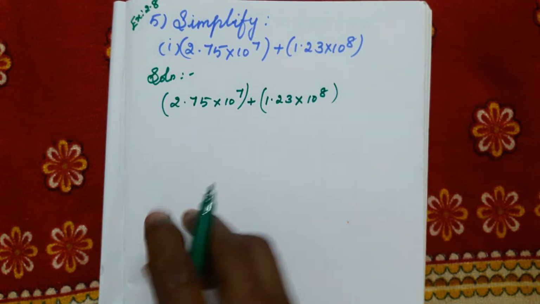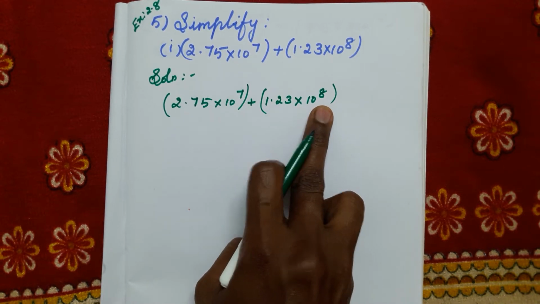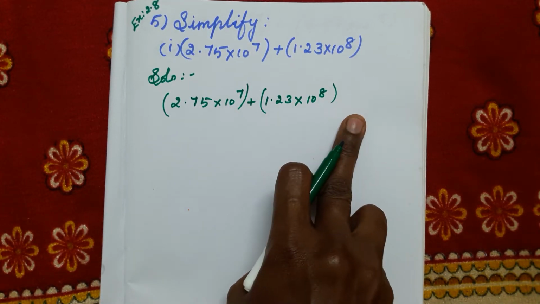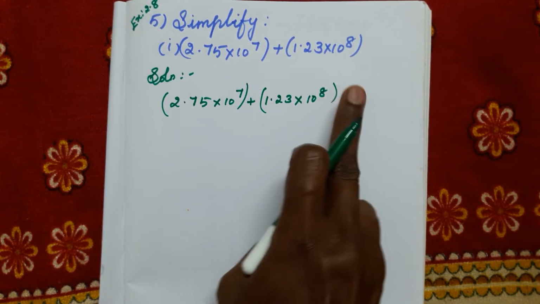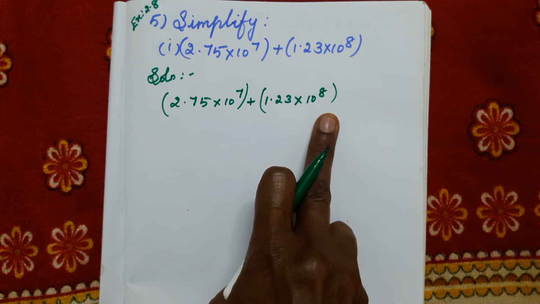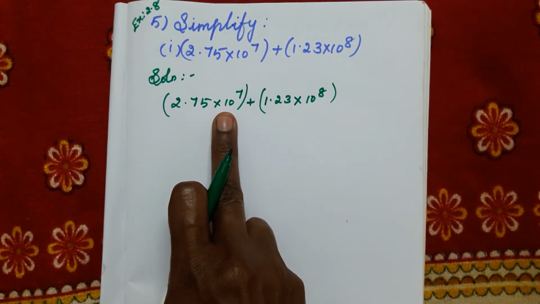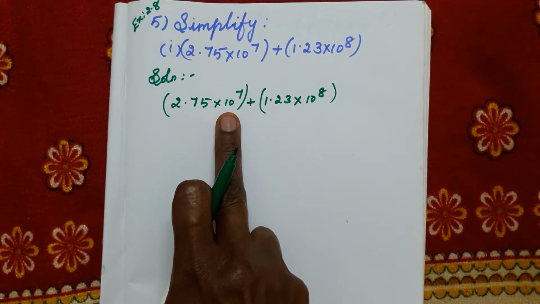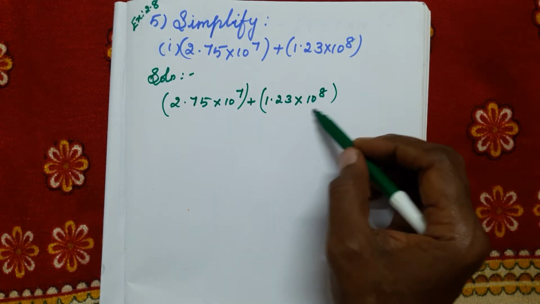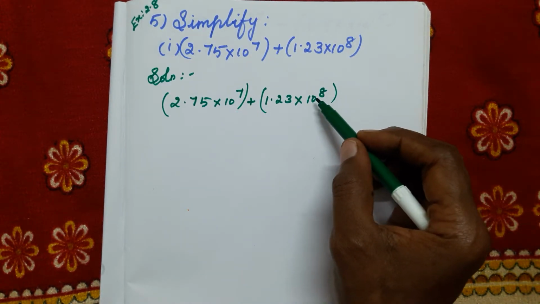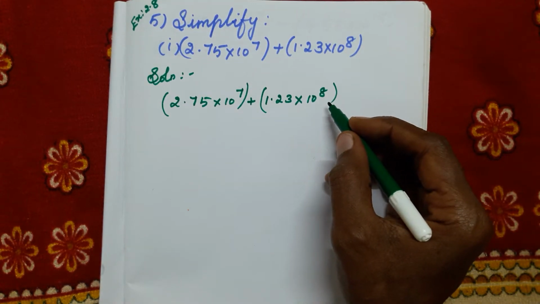Already I have explained, the powers should be equal, then only we can add or subtract. Here the power is 10 power 7, here the power is 10 power 8. The powers are not the same, so we cannot add. First we want to convert the powers into the same. Here you can convert this number 10 power 8 into 10 power 7.